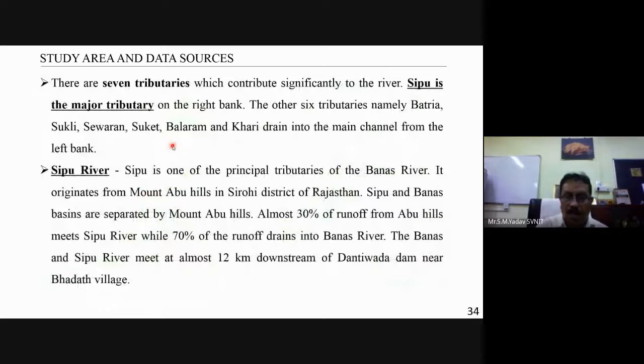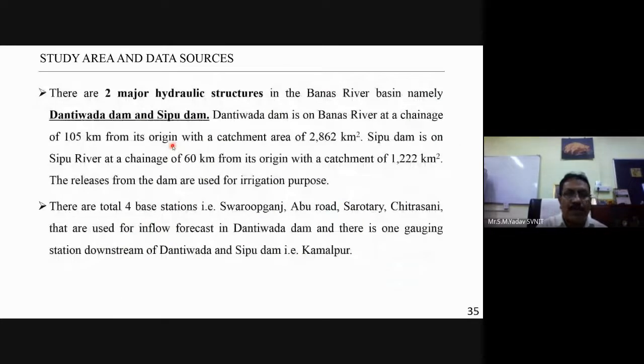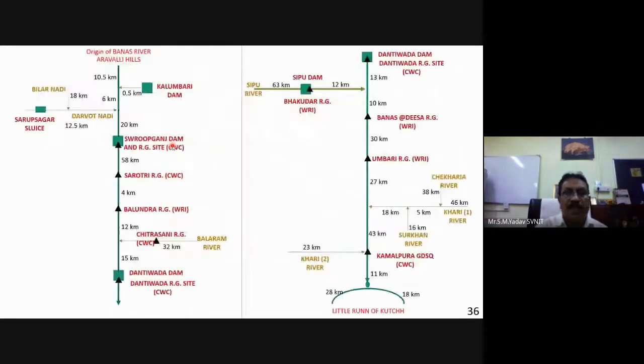So without going into the details of rivers, this is the line diagram of the origin of the Banas river. You can see here that there are a number of dams. Kalumbari dam here, then here is Sarup Sagar sluice, that is confluencing with it. Again Swarupganj dam, then Saroti rain gauge station, Balundra rain gauge station.